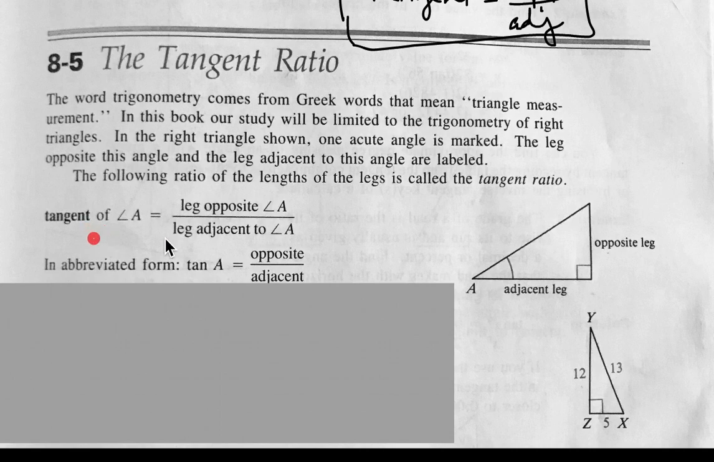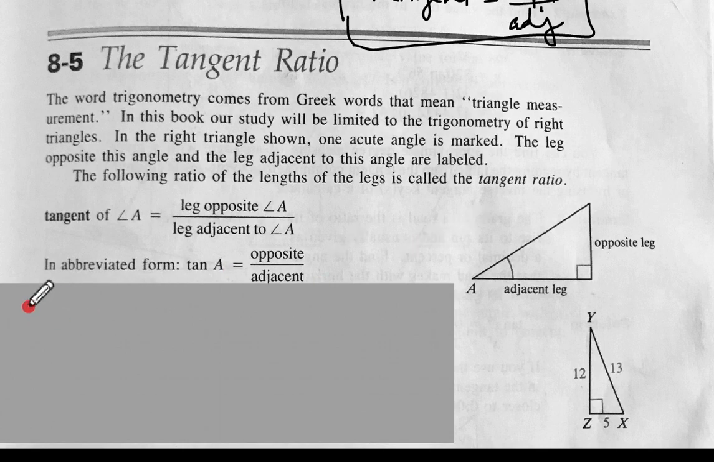So the tangent of angle A is the opposite over adjacent. Remember our TOA? Opposite over adjacent. O stands for opposite, A stands for adjacent. So in abbreviated form, the tangent of A is the opposite over adjacent. If we do this first problem, it's going to start out really easy. This book has some really hard problems, but this is easy.